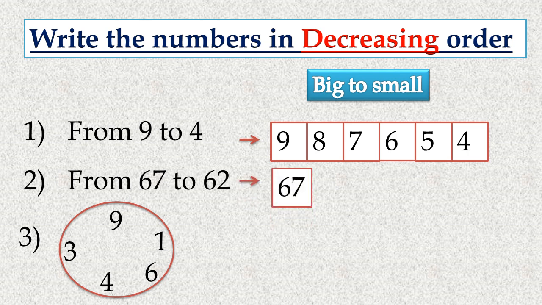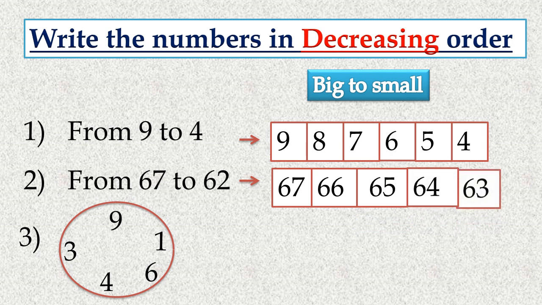Then the second one is numbers from 67 to 62. Okay. Then first we want to write the biggest number, that is 67. We want to write it in the first box. The next second biggest number is 66. Then 65. Then 64. Then 63. Then last is 62.